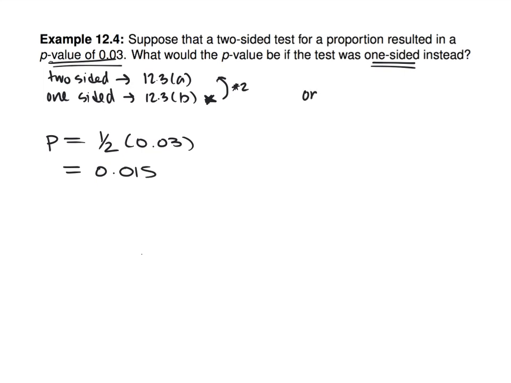And here's a little summary. To go from one-sided to two-sided, multiply by 2. To go from two-sided to one-sided, divide by 2.